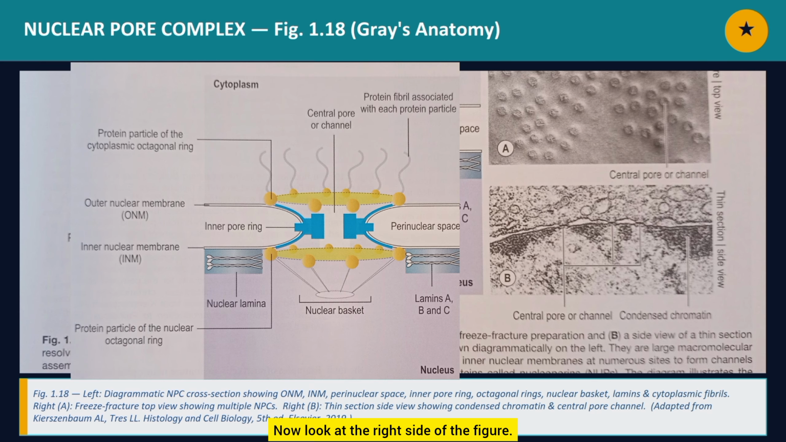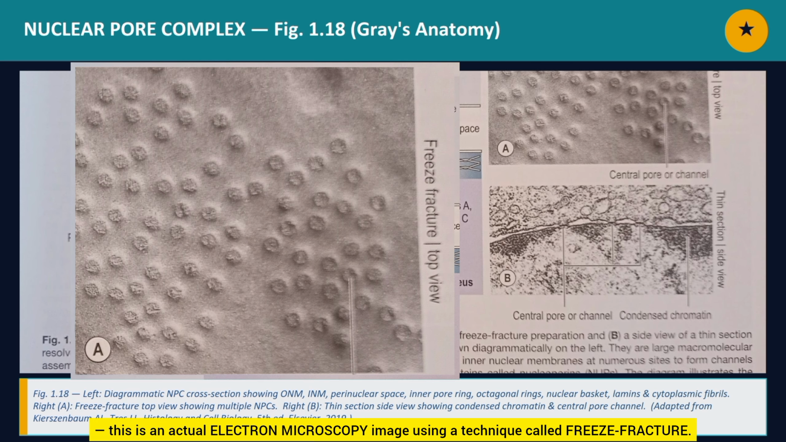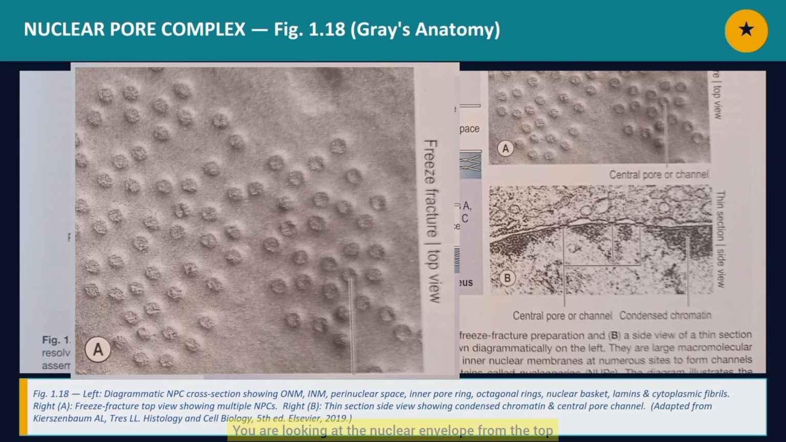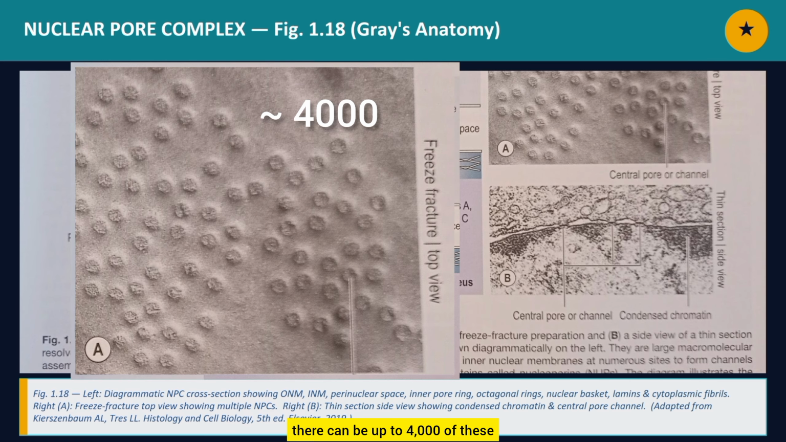Now look at the right side of the figure. Panel A at the top. This is an actual electron microscopy image using a technique called freeze fracture. You are looking at the nuclear envelope from the top. Each of those circular ring structures you see, every single one of those is a nuclear pore complex. Look at how many there are. In an actively dividing cell, there can be up to 4,000 of these.